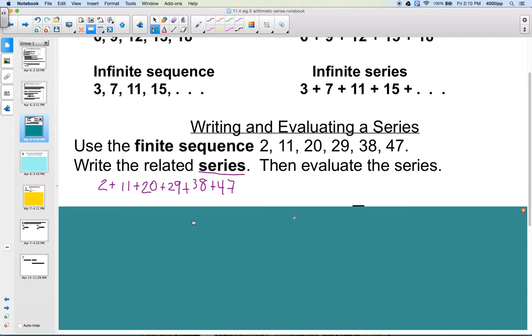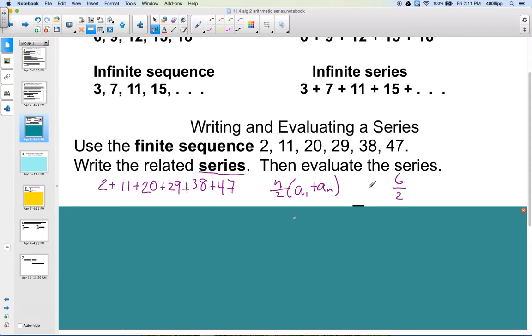So this one doesn't have that many terms in it, so if you actually just went and added all of them, you can do that, or you can use the equation that we just learned, which I find to be easier. So I'm going to count how many numbers I have here. I have 1, 2, 3, 4, 5, 6 numbers here.